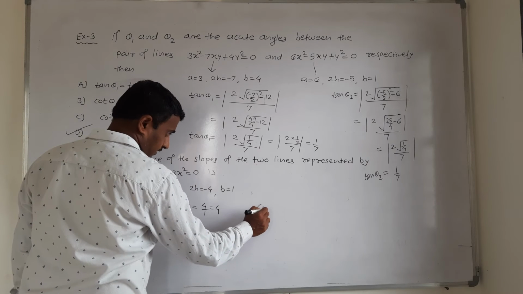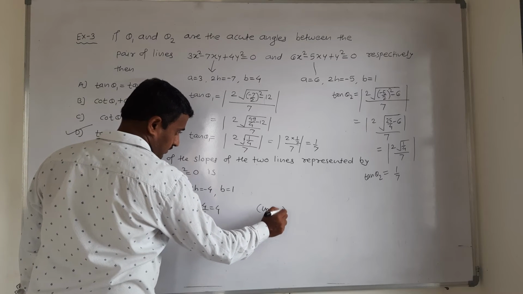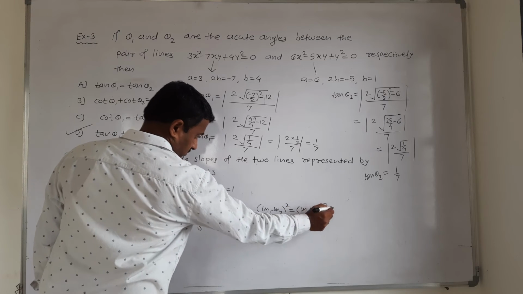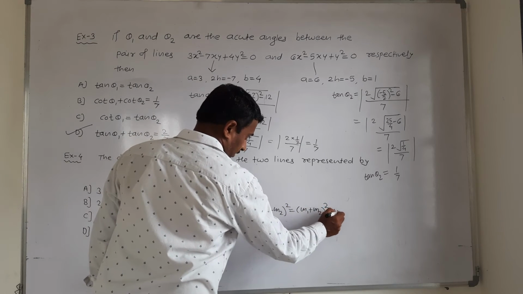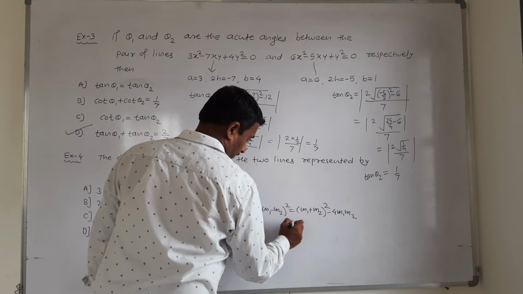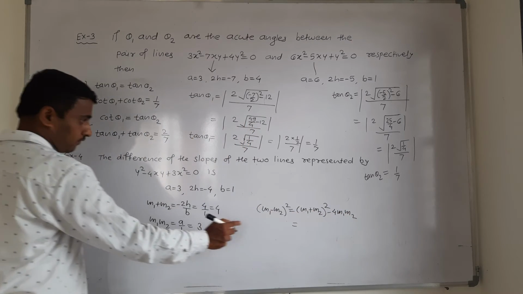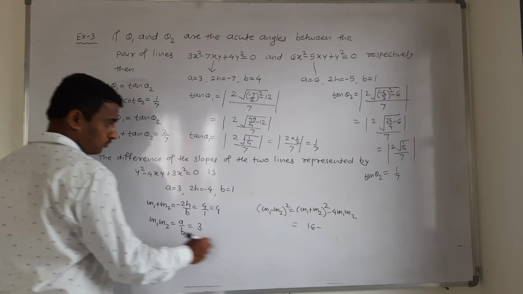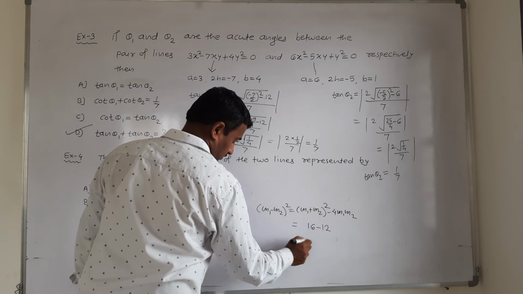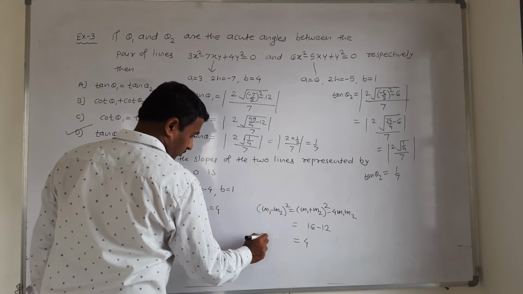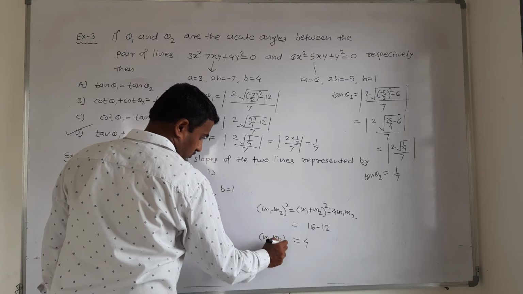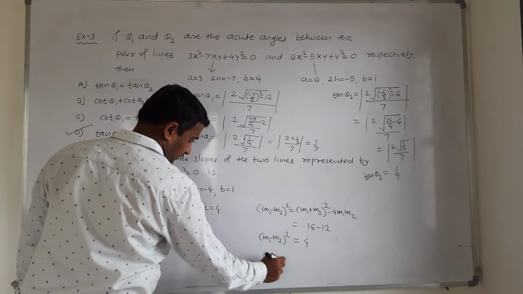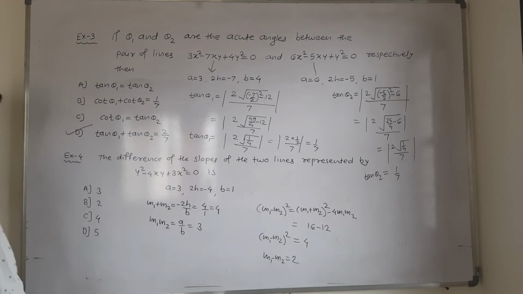Then the difference: m1 minus m2 whole square is equal to, we know the relation, (m1 plus m2) square minus 4 times m1 m2. Now m1 plus m2 is 4, square is 16, minus 4 times m1 m2, which is 12, that is 16 minus 12, it is 4. This is (m1 minus m2) square, that is the difference of the slopes. Its square root, m1 minus m2, is equal to 2. B option.